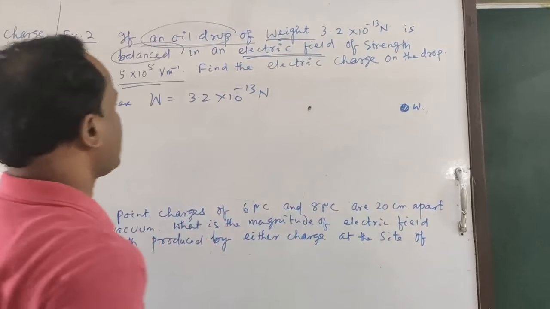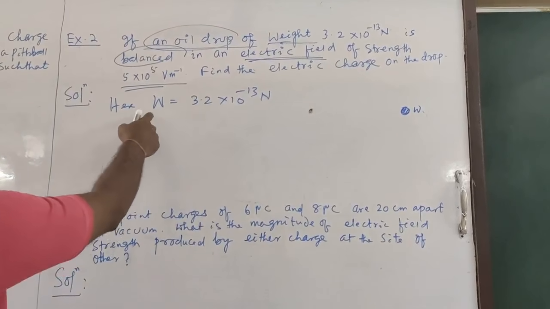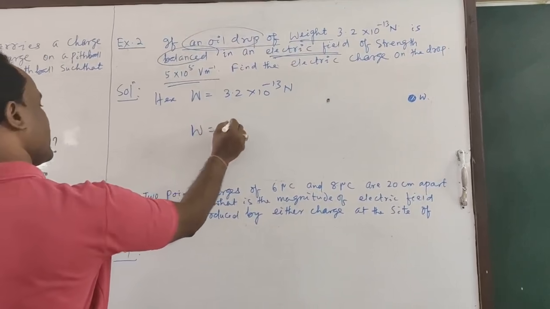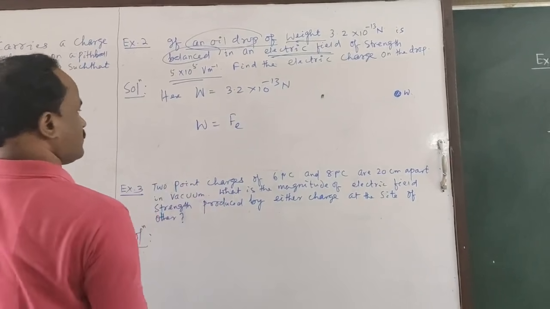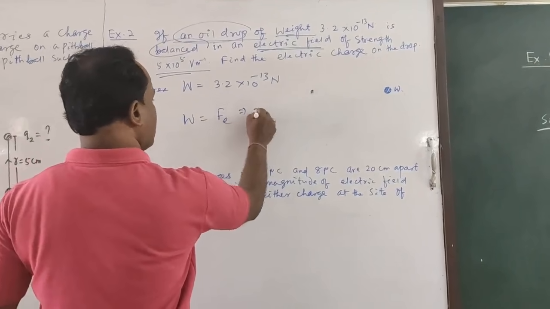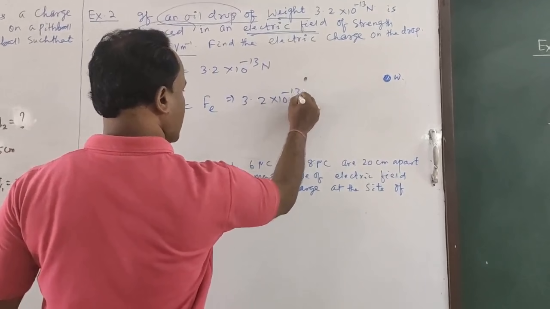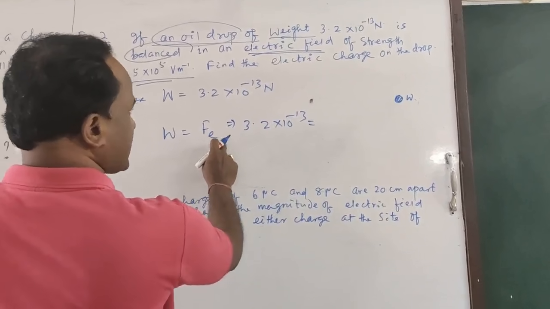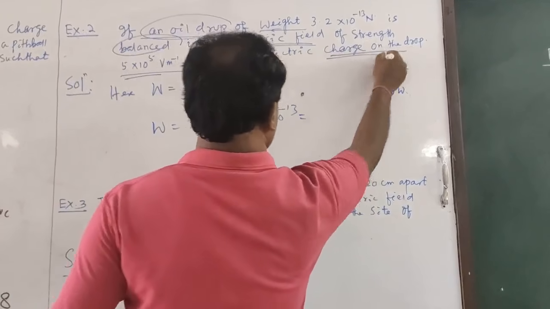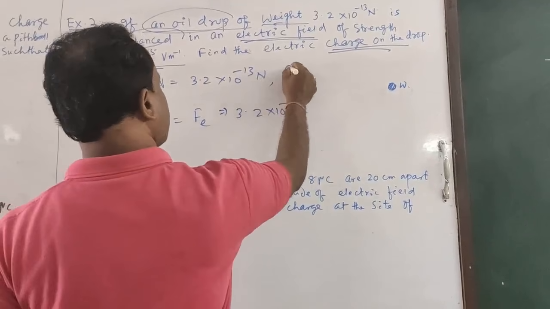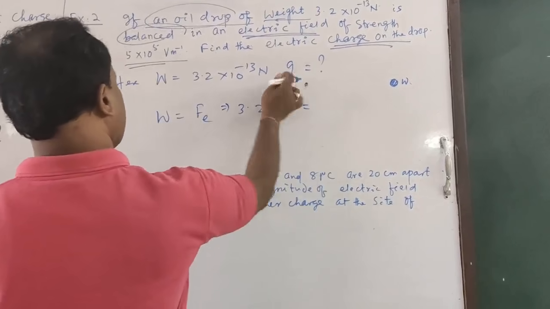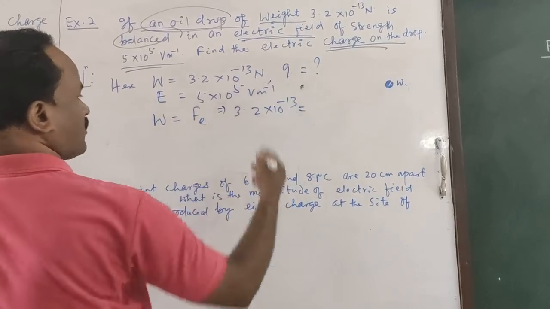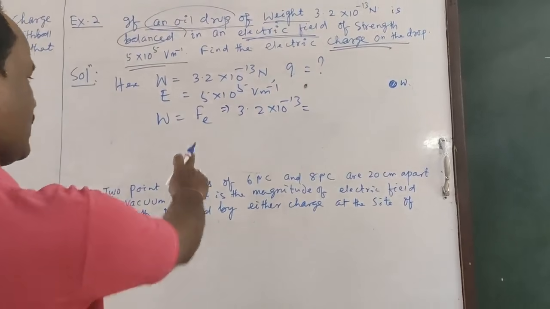There is no net force acting on the oil drop, so the weight is balanced by the electrostatic force. That is why the weight, 3.2 × 10⁻³ Newton, is balanced by the electrostatic force experienced by the charged oil drop. Then the question asks, what is the charge Q in an electric field E equal to 5 × 10⁵ volt per meter, or sometimes Newton per coulomb. So now substitute here.